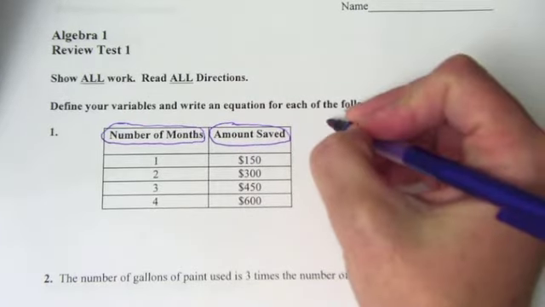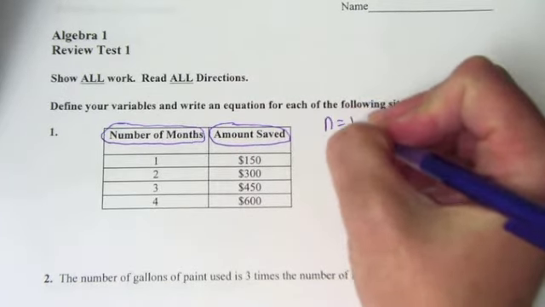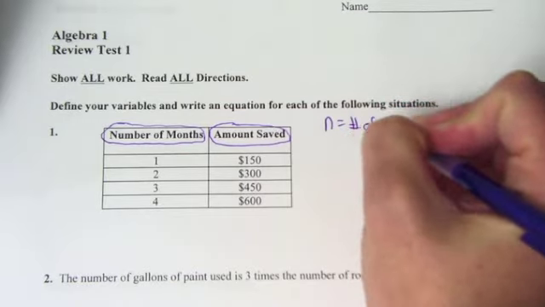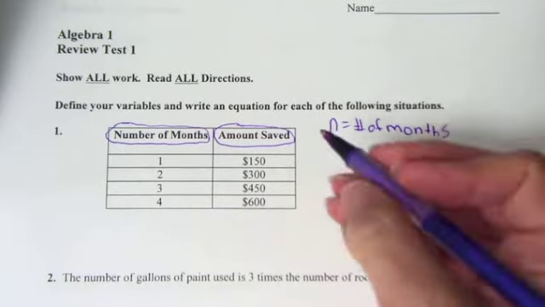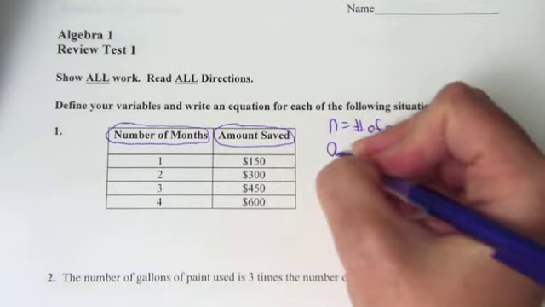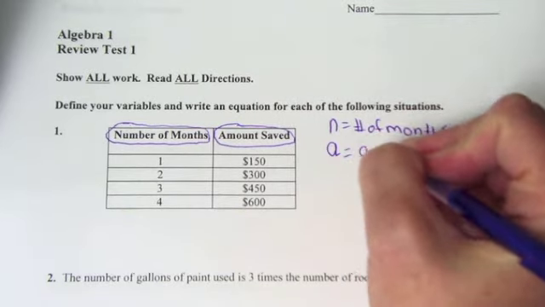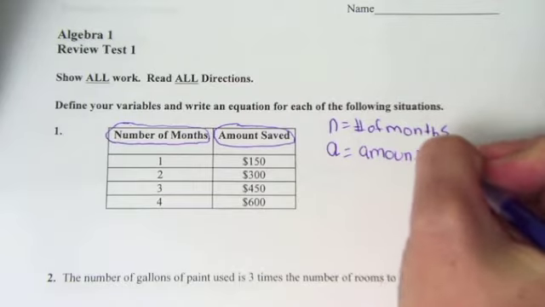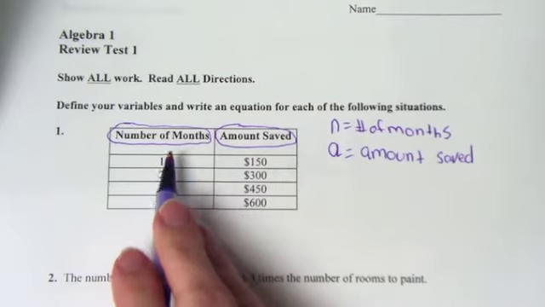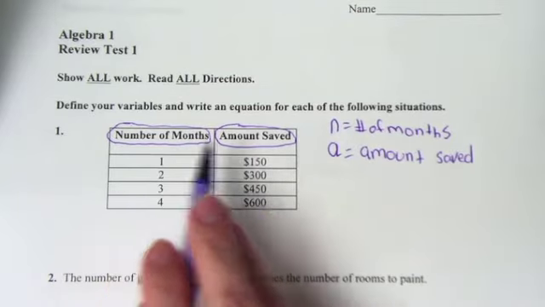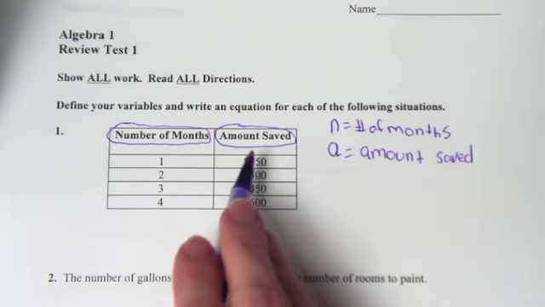So we could just do N for number of months. And this step is very important. You've got to define your variables on these. And then amount saved, we'll just call that A for amount saved. All right, and then on a chart, your right column is going to equal something to do with your left column. Okay, you're going to get your right column by doing something with your left column.